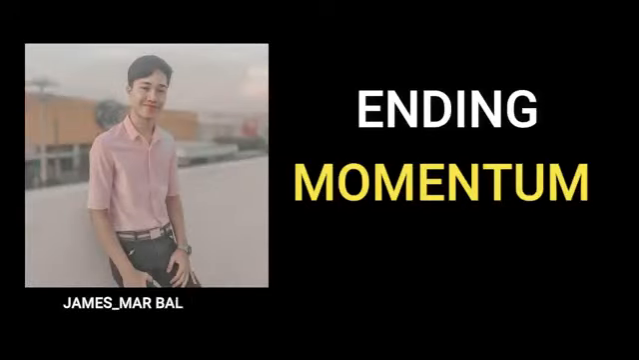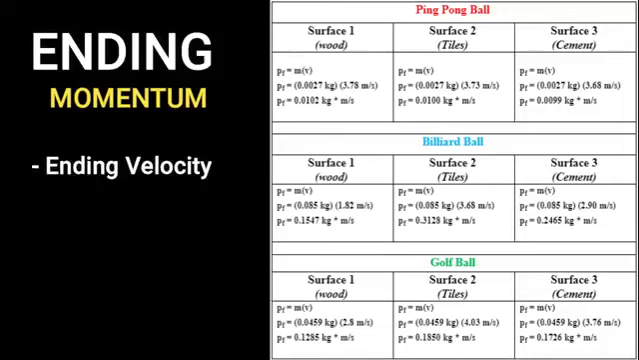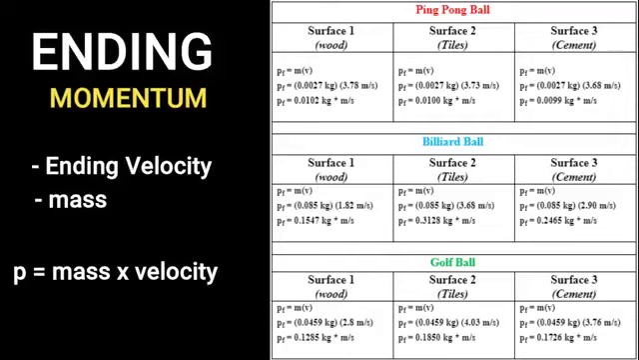Here is James Marbalusada. He will be explaining to you how to get the ending momentum. This is how I get the ending momentum. Given the final velocity and mass of the ball, and by using the formula P equals mass times velocity, we can calculate the ending momentum. By substituting every value that we get from the balls into the formula, as you can see in the table, this is the result of the calculated ending momentum. Note that the same ball has different ending velocity depending on the surface we use in the experiment.